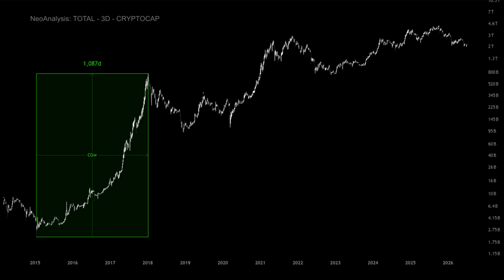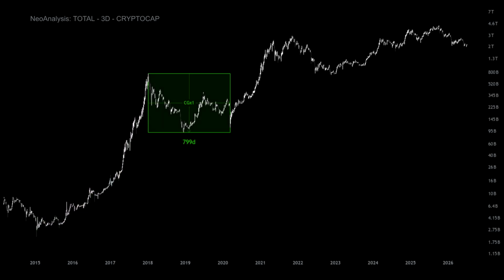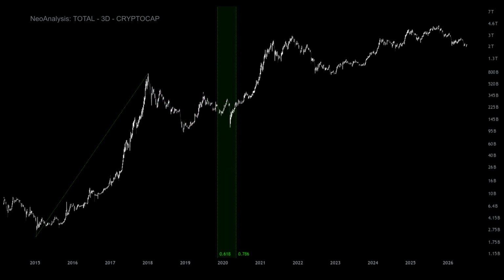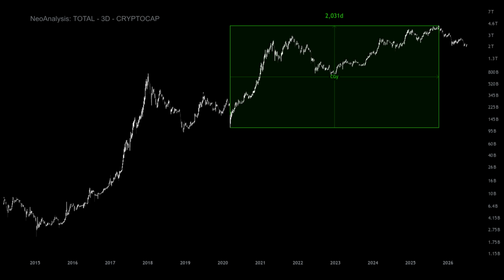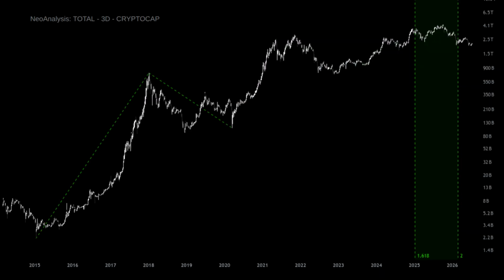CGW extended for 1,087 days. This is the base measurement for the relationships of the other legs at this degree. CGX extended for 799 days, equivalent to 0.733 times the duration of CGW. This places the duration inside the common zone between 0.618 and 0.786. CGY extended for 2,031 days, equivalent to 1.87 times the duration of CGW. This places the duration inside the commonly observed range between 1.618 and 2.0.